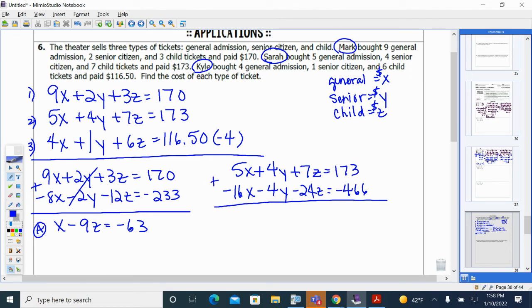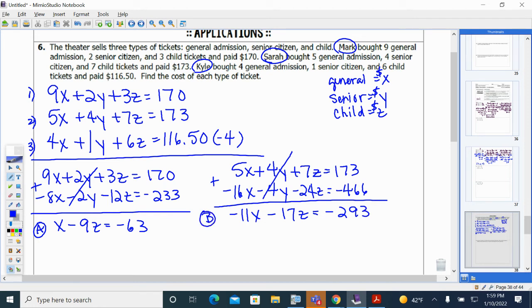5x plus -16x is a -11x. The y's again are gone. 7z plus -24z would be a -17z equals 173 plus -466 is -293. And that's equation B.